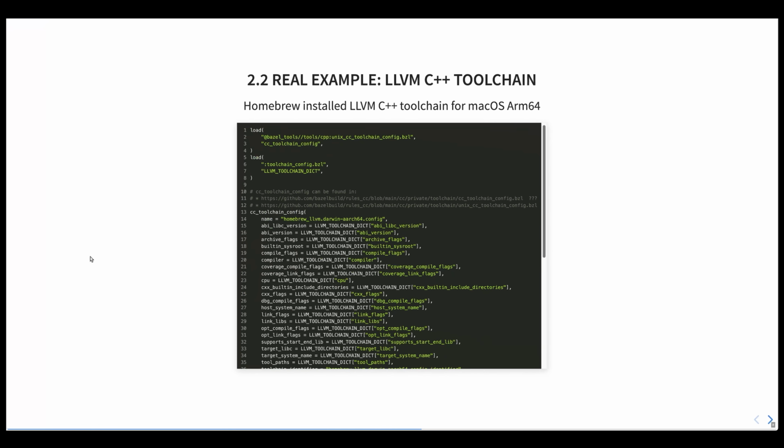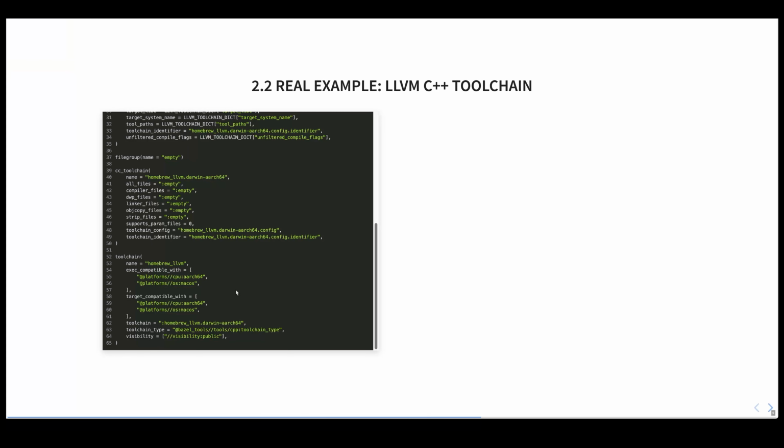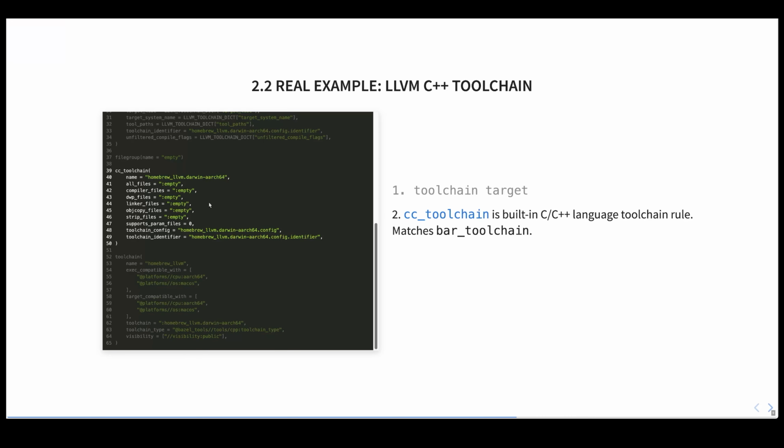Here, I show you a real-world example, an LLVM CPP toolchain that I implemented for illustration. At the bottom of the build file, you can see the toolchain rule where you declare the execution platform and target platform. Also, the toolchain type has been provided here. You don't need to define your own toolchain type for all the C or CPP language rules because Bazel tool repos already provided one for you. Above, you can see the CC toolchain rule, and that is an actual language-specific toolchain rule you need to use.